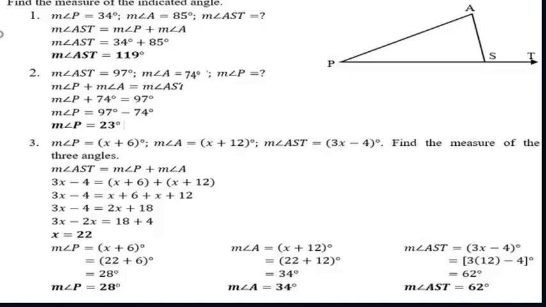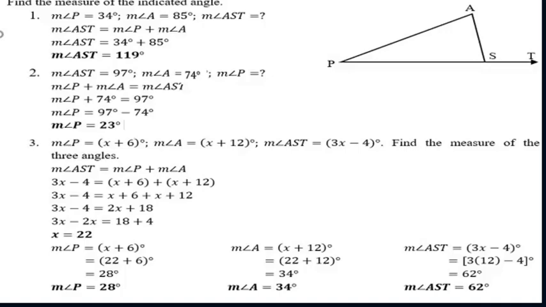So 3x minus 4 is equal to x plus 6 plus x plus 12. Then combining like terms, we have 3x minus 4 is equal to 2x plus 18. Then transpose the 2x with the variable x to the left side and the constant negative 4 to the right side. Therefore, we have 3x minus 2x is equal to 18 plus 4. Then, we have x is equal to 22.